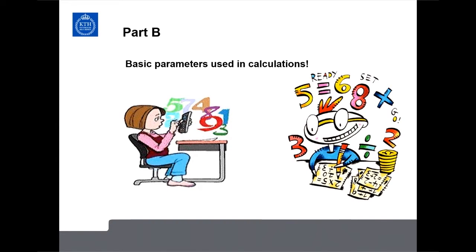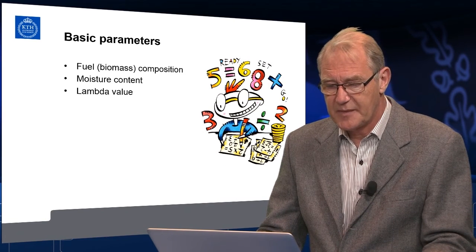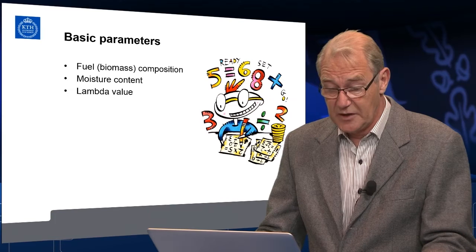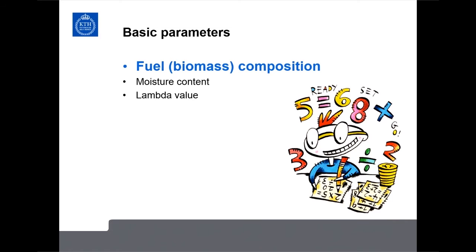Basic parameters used in calculations. We have the basic parameters fuel, moisture content and lambda value, and we will treat each of them a little bit closer. Fuel, biomass composition.